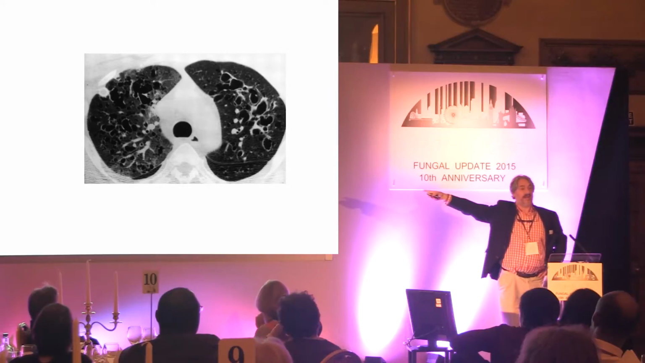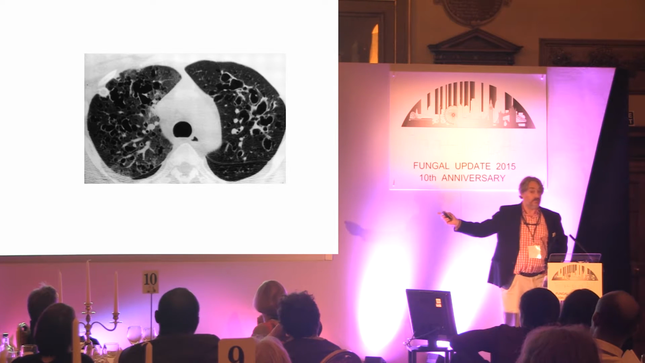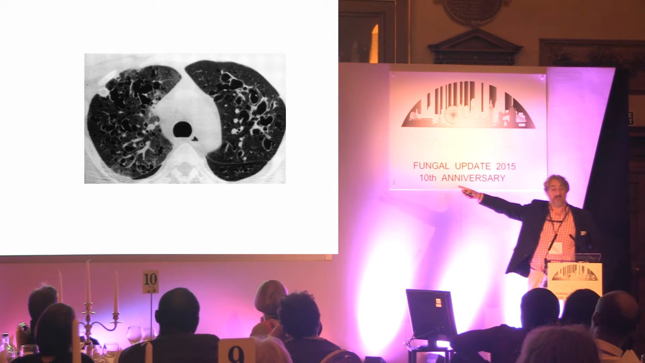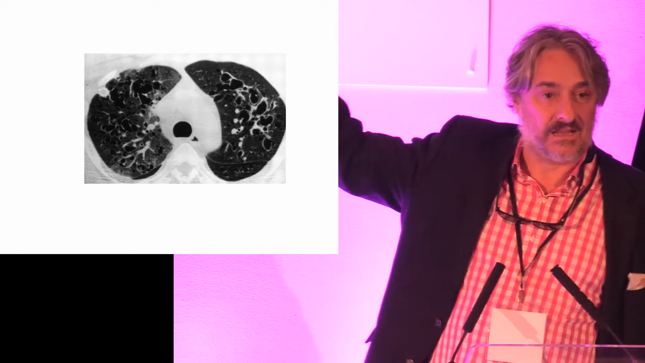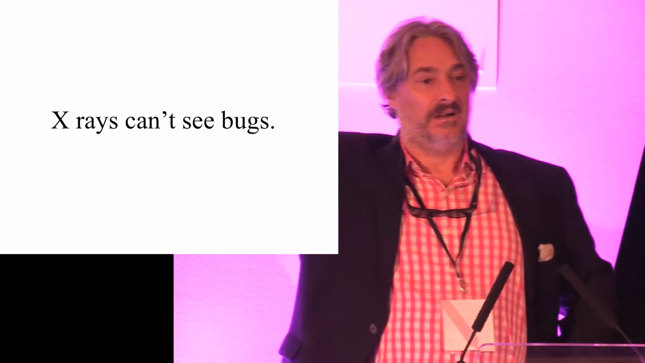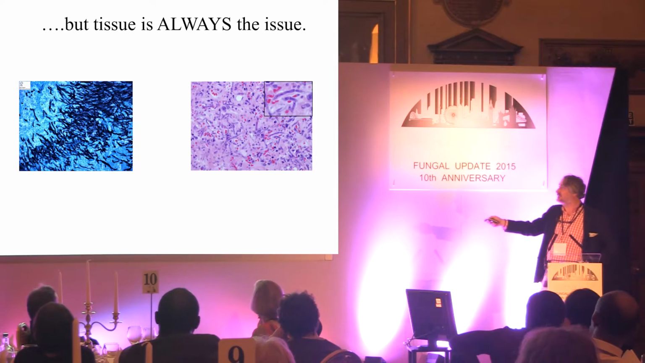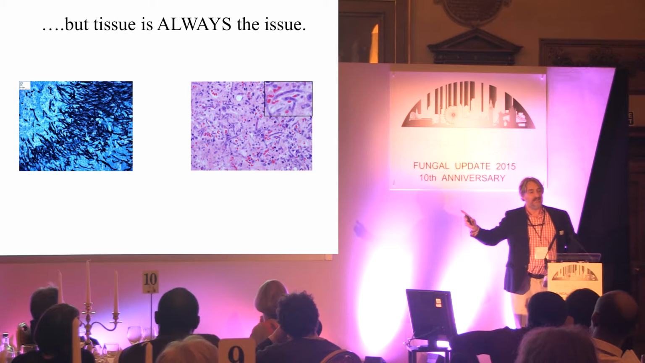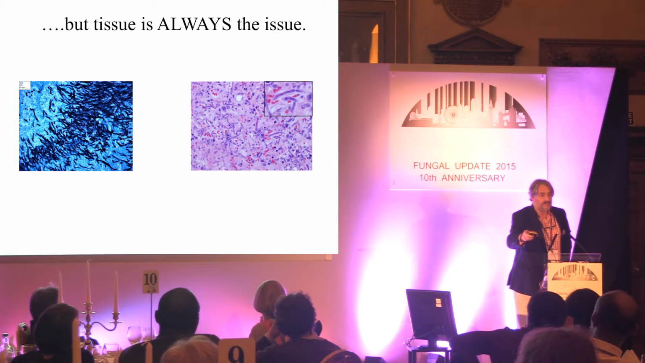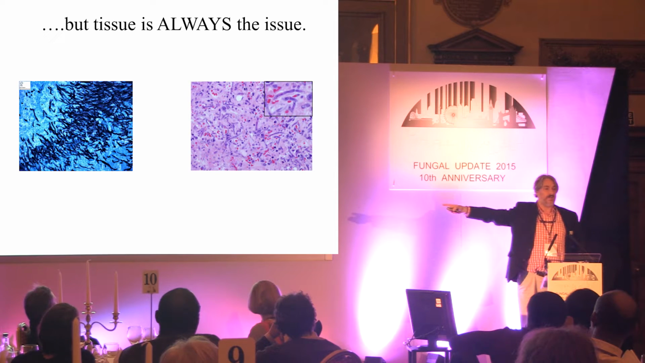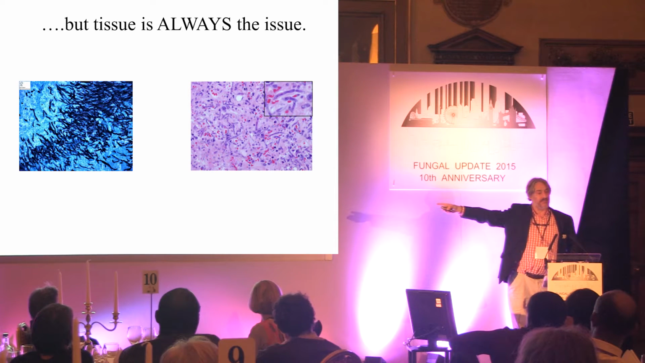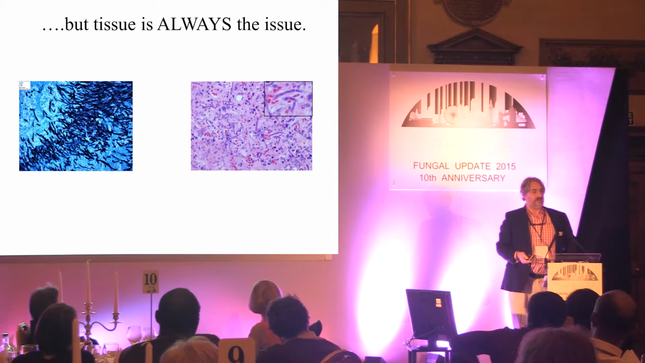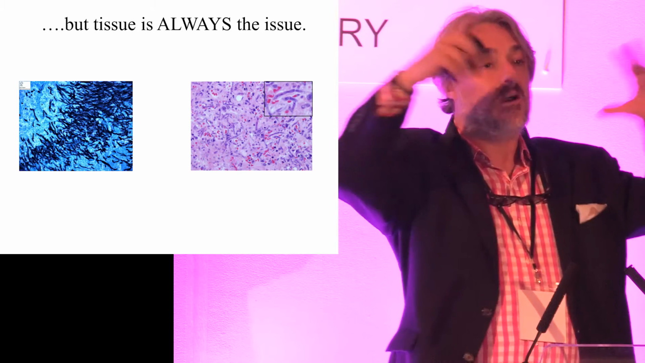Now, you may look at that, and a lot of you are going to go, I've got no idea what that is. I know what it is, because I've seen it before. That's actually a patient with histiocytosis X, and it's a classic appearance, and the dendritic cells in those lesions were of donor origin. But I would be a fool to say that X-rays could see bugs. They can't. But tissue is always the issue. And the reason I love CT scans is because if I don't know what to do then, and very often you don't, I get one of my mates to get some of that. And only last week, a barn door case of aspergillus that wasn't behaving correctly turned out to be full of acid-fast bacilli.